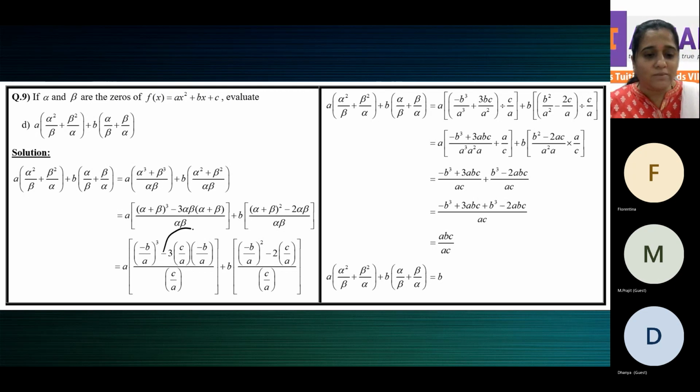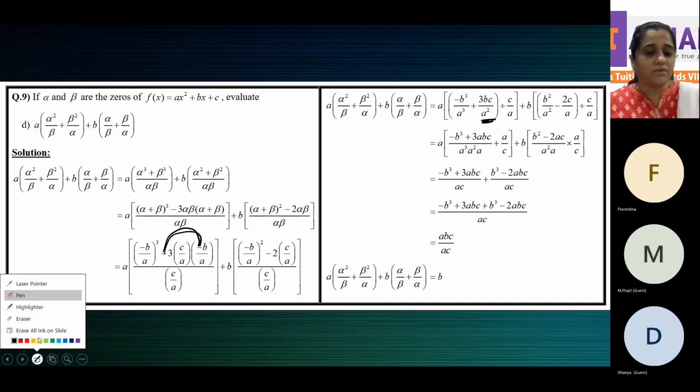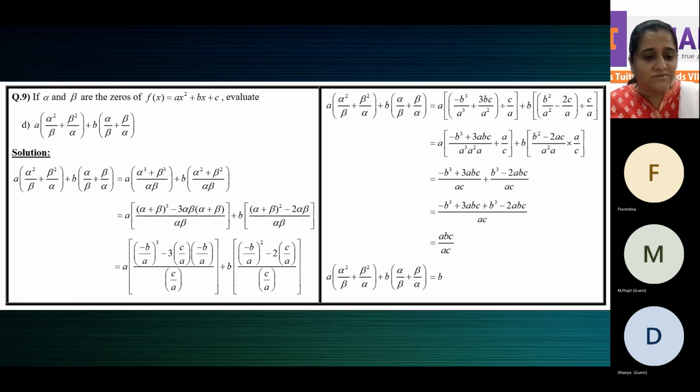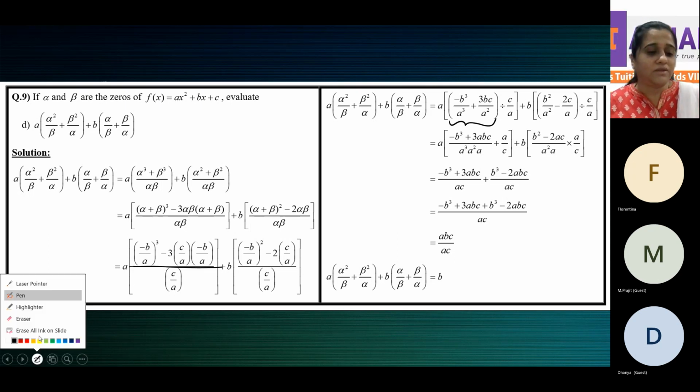And here minus into minus is plus, and 3BC by A square. You can see here, minus into minus is plus 3BC by A square. And then what I've done is this is divided by C by A, right? So I've written it like this. This is more convenient. This one is the numerator, divided by C by A, which is the denominator.